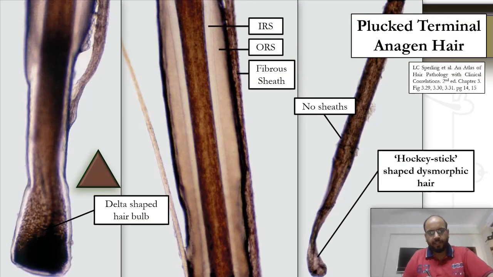So look at this. Look at the end of the hair bulb. It's triangular. From here to here, you can see it's much like a trapezoid or a triangle. That means the proximal end is wider as compared to the distal end, so you have a delta-shaped triangular bulb. You can easily appreciate the ORS, and you can see the lighter IRS along with the plucked hair shaft. And if the bulb is not cornified, it becomes a hockey-stick-shaped dysmorphic hair. Clear? Hockey-shaped dysmorphic hair, like a hockey stick. Let's move forward.